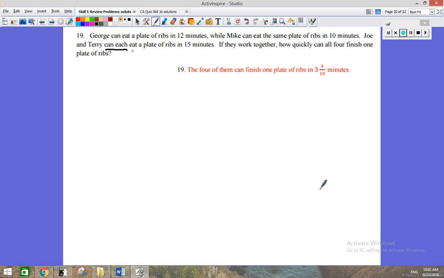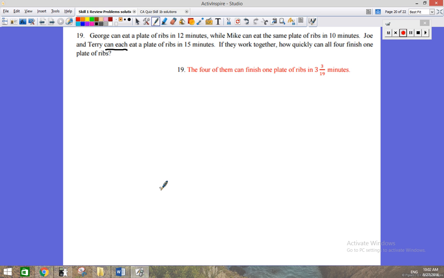I remember once when we first had this problem, we had Jed working on a deck, and we had the team of Ted and Fred, and we looked at that as a single unit because Ted and Fred were working together. But this time it's just saying that they can each eat a plate. So Joe and Terry are separate. They're each individually contributing. They just happen to contribute the same amount towards eating these plates of ribs.